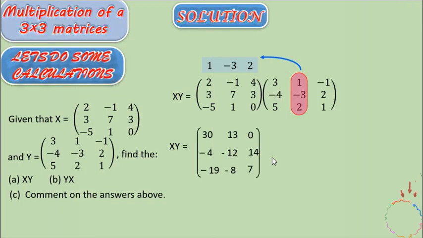That's the product of x, y. So now, having seen the answer for x, y, remember I said yx is an assignment for you. Please, yx is an assignment for you. Then when you multiply it, give us a comment. Is it commutative or not?